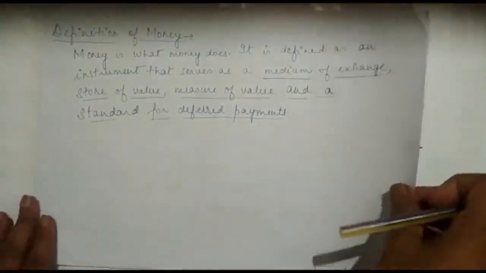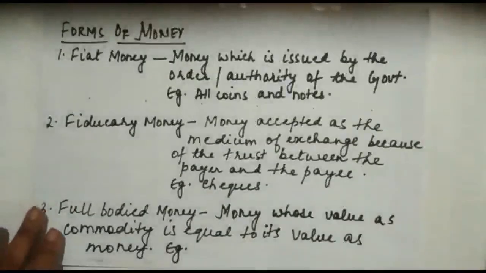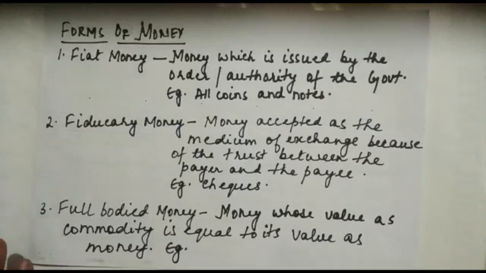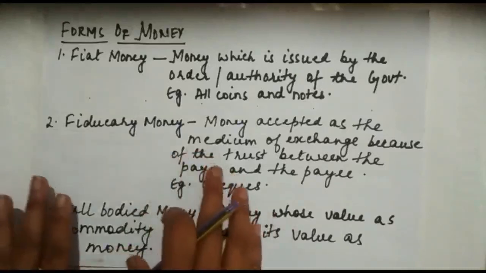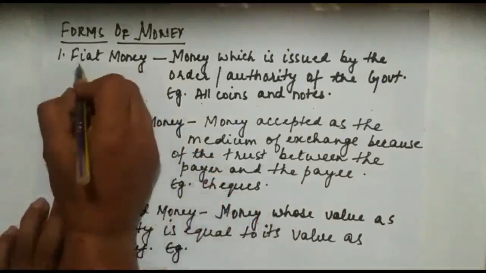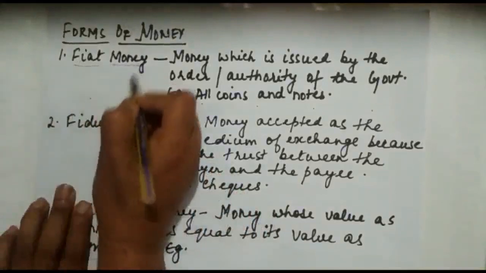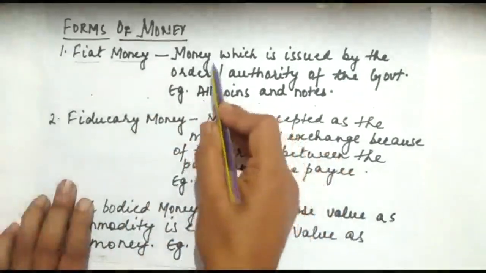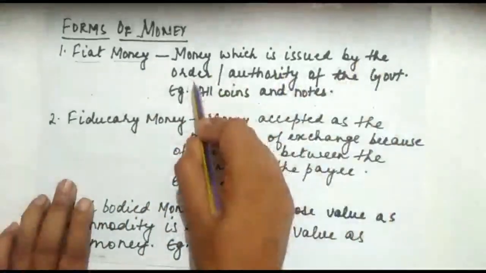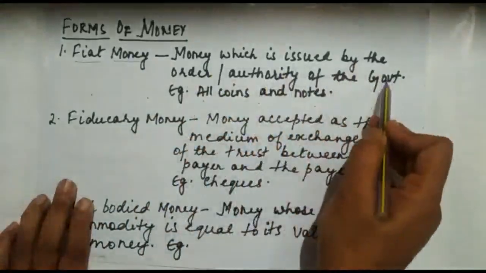Okay. Next, we'll come to the forms of money. There are different forms of money. The first one is fiat money. What do you mean by fiat money? Let's see. Money which is issued by the order or authority of the government.